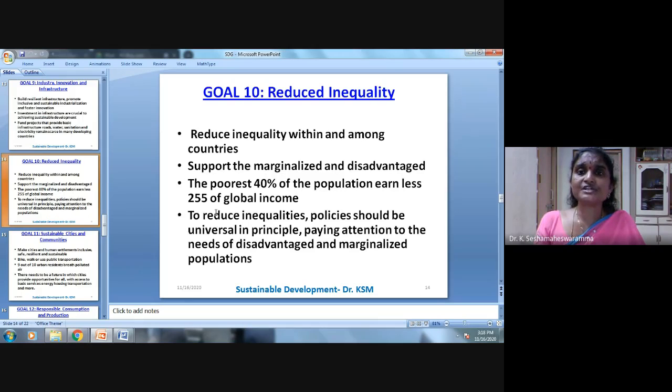Support the marginalized and disadvantaged. Where marginalization is there, you have to support it, and the disadvantaged also. The poorest 40% of the population receive less than 25% of global income. See the situation. To reduce inequalities, policies should be universal in principle, paying attention to the needs of disadvantaged and marginalized populations. Wherever required, we have to bridge the gap between these two.